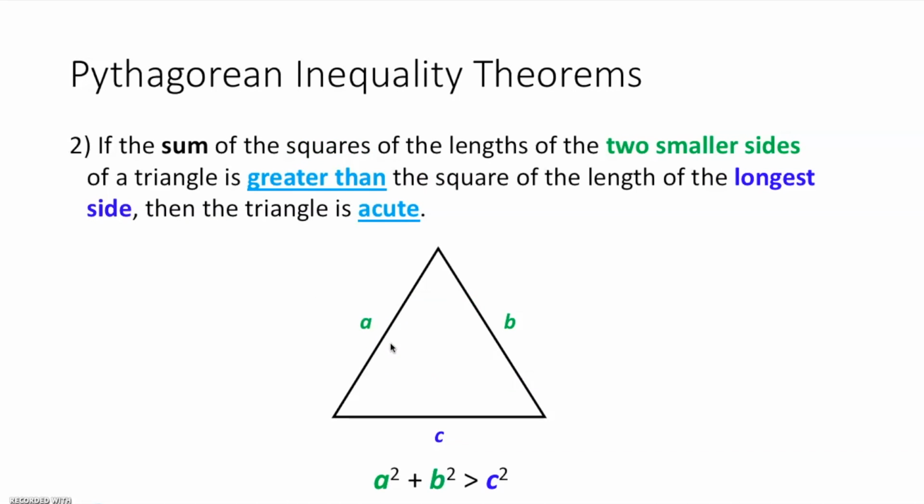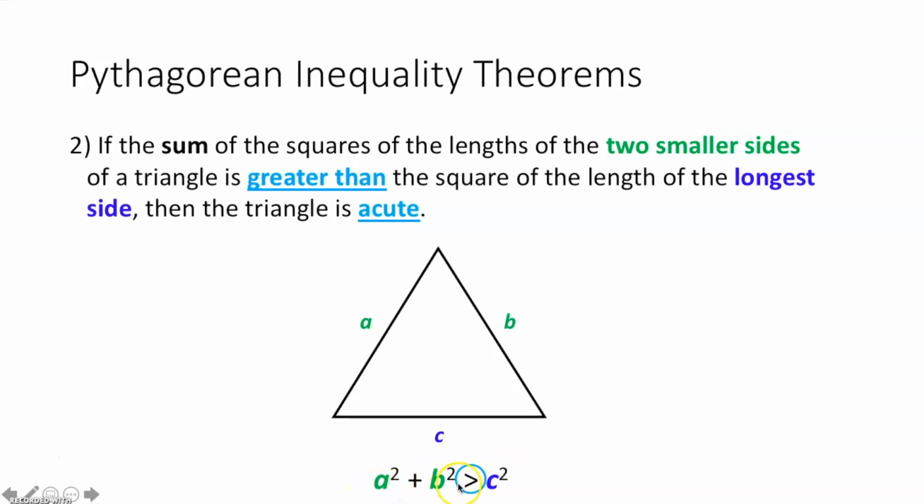The other Pythagorean inequality theorem says if the sum of the squares of the lengths of the two smaller sides of a triangle is greater than the square of the length of the longest side, then the triangle is acute. So if a squared plus b squared is greater than c squared, notice this greater than sign, then you know your triangle is going to be an acute triangle. So remember, if a squared plus b squared is equal to c squared, that's a right triangle. If a squared plus b squared is less than c squared, that's obtuse.